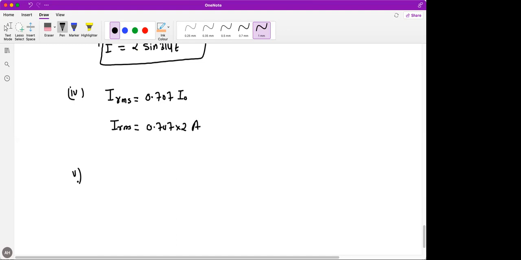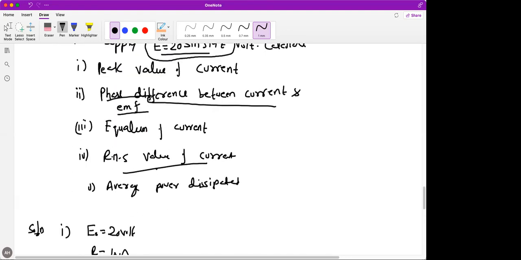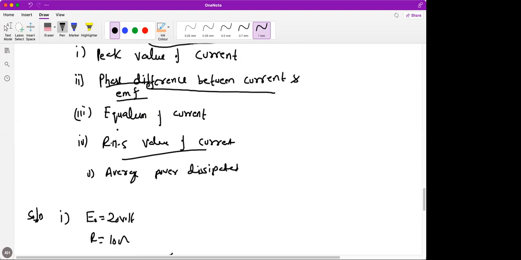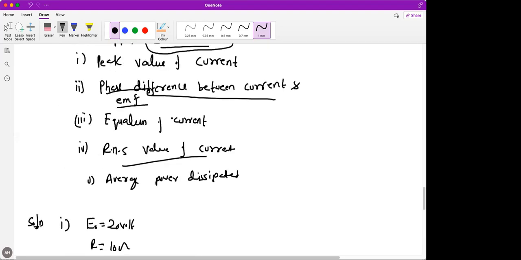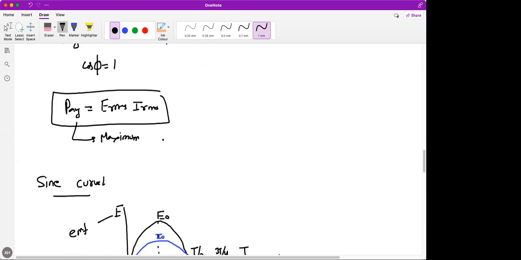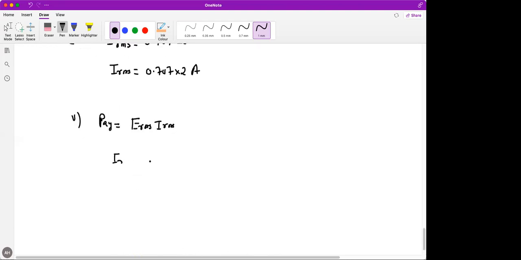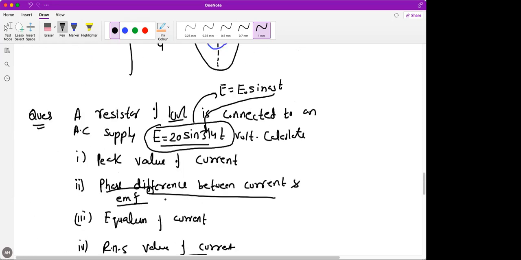Fifth part. Last, we need average power dissipated. Yes, Abdullah, what's the relation for average power dissipated? Sir, ERMS into IRMS. For resistor, we have this relation. See, for resistor, average power dissipated is ERMS into IRMS. So I know that IRMS is 0.707 into 2 ampere. And I know that E naught is, how much is E naught? E naught is 20 volt.